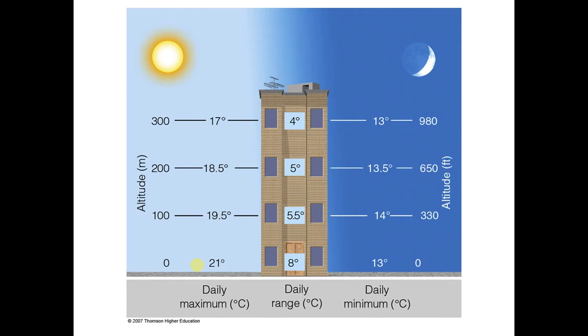Remember how air density decreases as one travels upward in the atmosphere? So at higher elevations, there's generally less outgoing long-wave radiation absorbed and emitted back down because the air density is less, right? There's not as much air to send the radiation back down. And that's why high elevation locations will cool off more at nighttime, right?